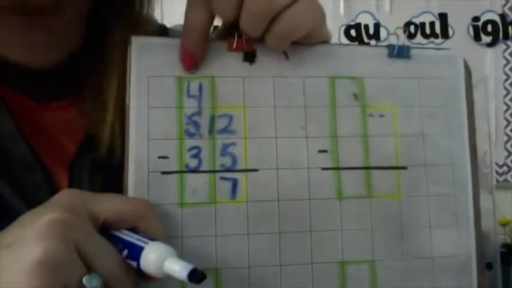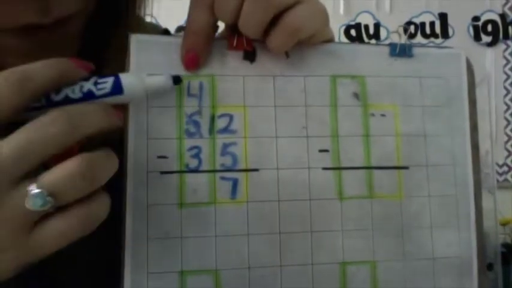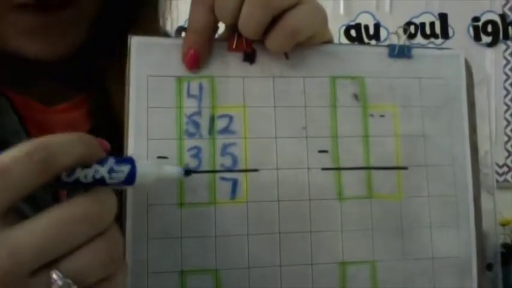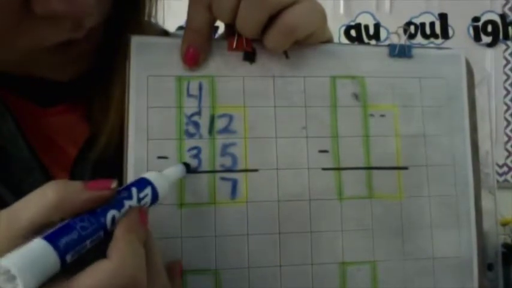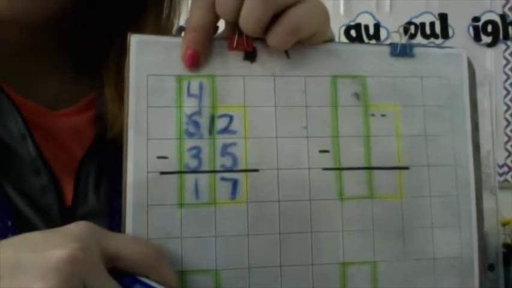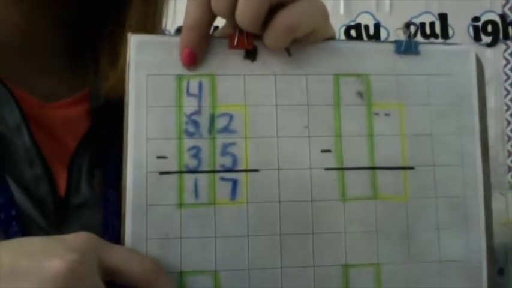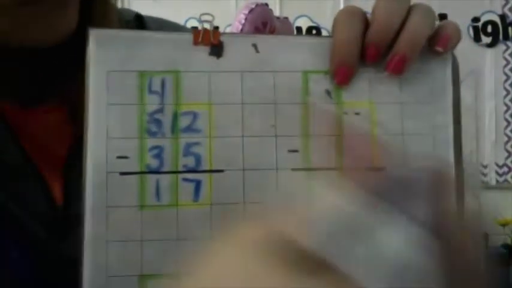Now I get to go to my tens. I've got to start with this 4. So I have 4 take away 3. 4, 3, 2, 1. So my answer in the tens place is 1. So my whole answer is 17. Let's try another one over here.